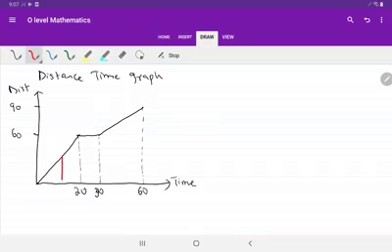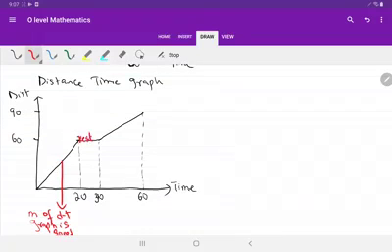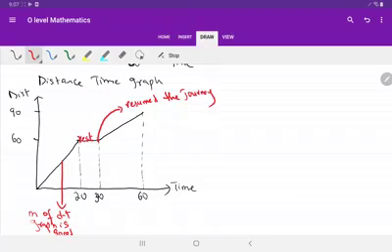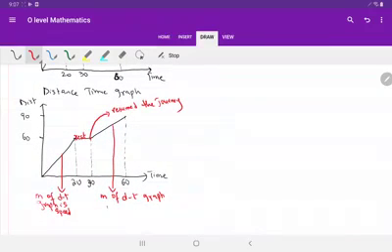The gradient of distance time graph is speed. This point indicates that the particle is at rest. This point indicates that the particle has resumed the journey. And the gradient, once again here, of distance time graph represents speed.